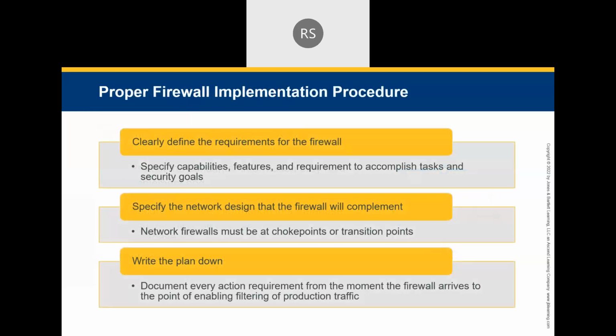You also want to write the plan down. You want to document every action requirement. So you create that comprehensive plan, documenting every action that's required, starting with the arrival of the firewall. So you want to include the steps that lead to the important point of enabling filtering for production traffic.